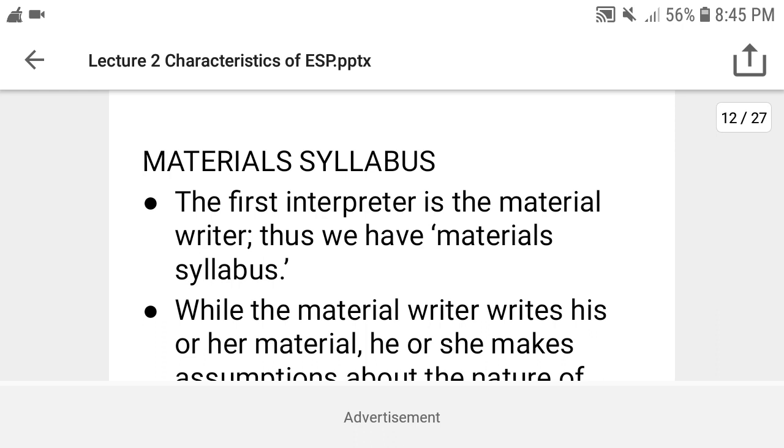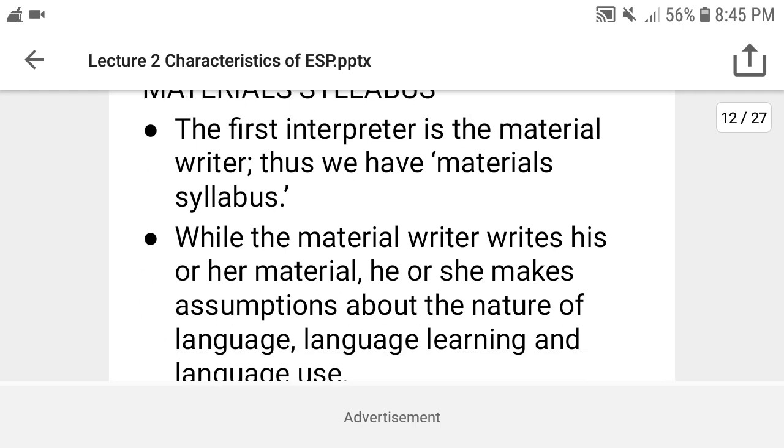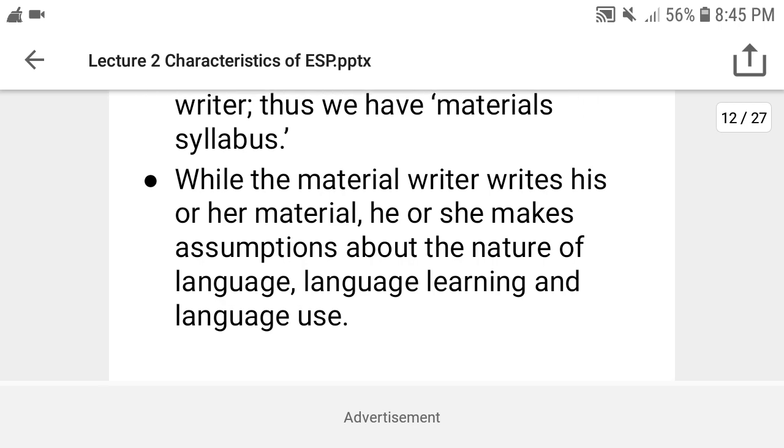Materials syllabus. The first interpreter is the material syllabus writer. Thus, we have materials syllabus. While the material writer writes his or her material, he or she makes assumptions about the nature of language, language learning, and language use.